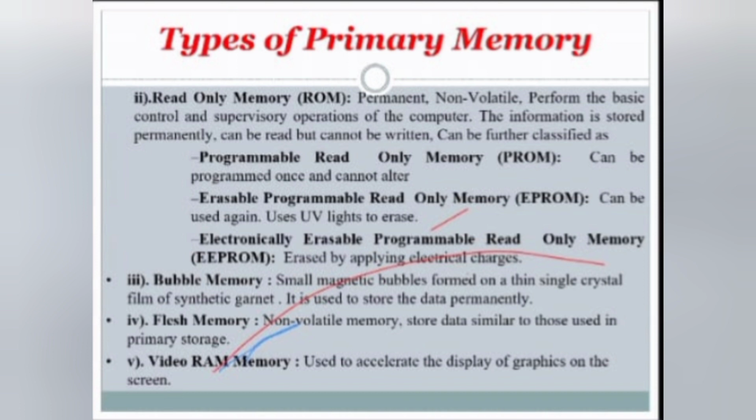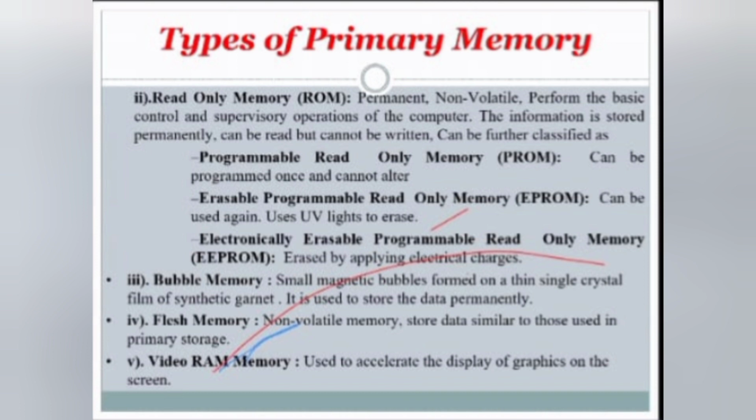Again, we have the three types of ROMs here, and the first one is programmable read-only memory. It can be programmed once and can't alter the commands which we have given. The second one is erasable programmable read-only memory, and it can be used again. It uses UV light to erase, UV meaning ultraviolet rays. The last one we have is EEPROM. EEPROM is electrically erasable programmable read-only memory. The name itself shows that it is erasable by applying electrical changes.